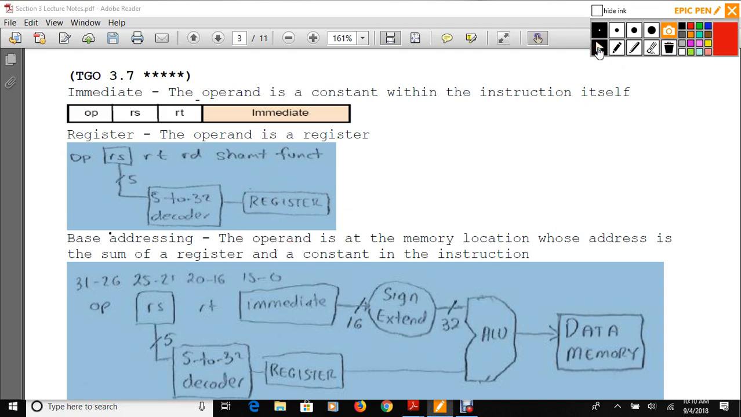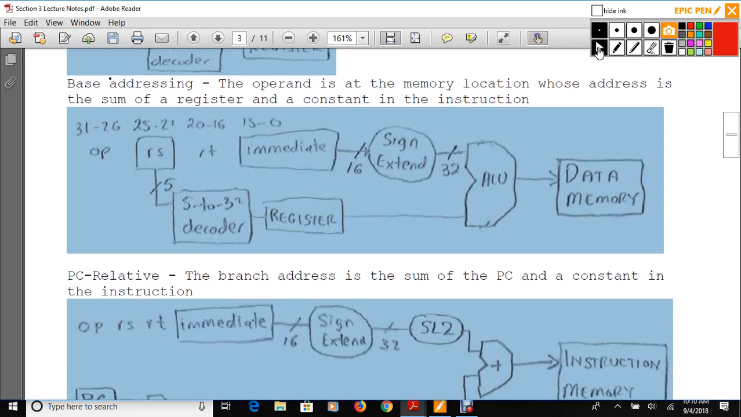So the third of the 5 types of addressing is what's known as base addressing. Base addressing is the formal definition of what I just described to you with load word and store word, right? Here's what's physically going on. I've drawn this all up so you see 15 to 0 there. So this is an immediate type instruction, an I-type instruction. Base addressing we formally define as the operand is at the memory location whose address is the sum of a register and a constant in the instruction. So in this case, it's the immediate, right?